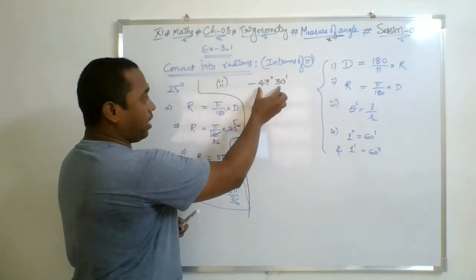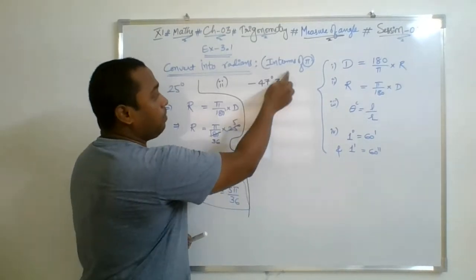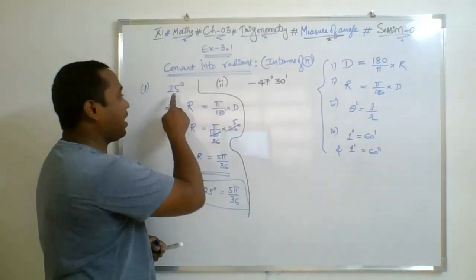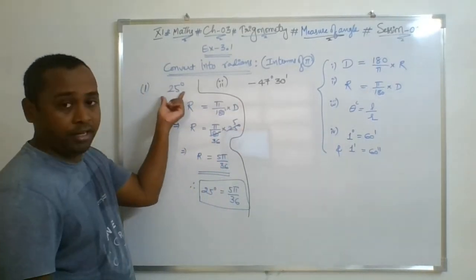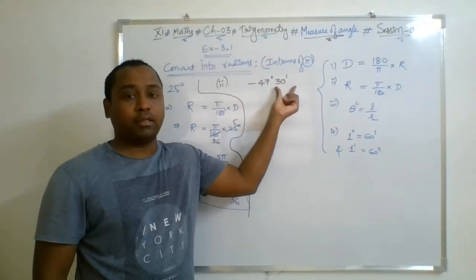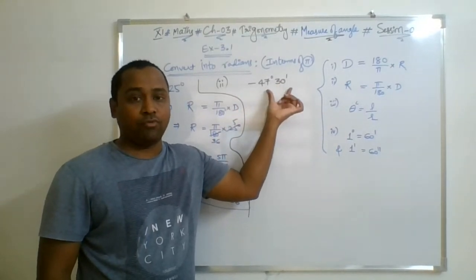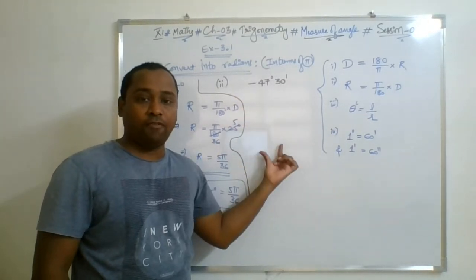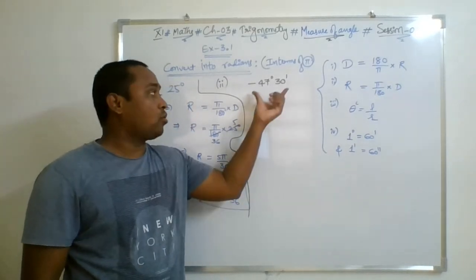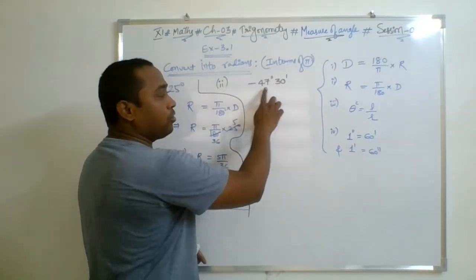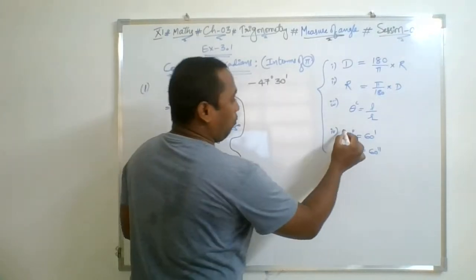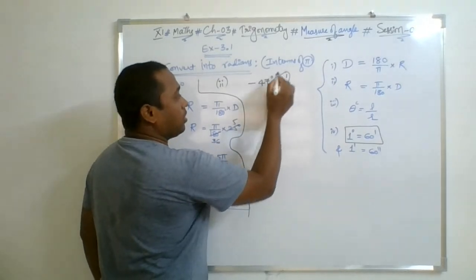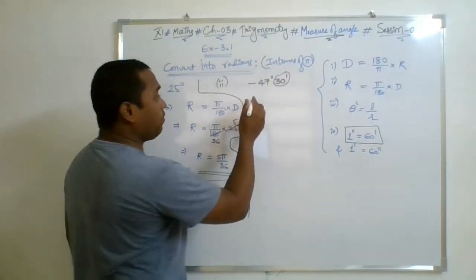To convert into radians, this complete figure must be expressed in pure degree form. Here we have degrees along with minutes. So first we need to convert these minutes into degree, make a single figure, and then go with the formula to convert into radians. How to convert minutes into degree? You know that 1 degree means 60 minutes. So 30 minutes means what? Half degree.